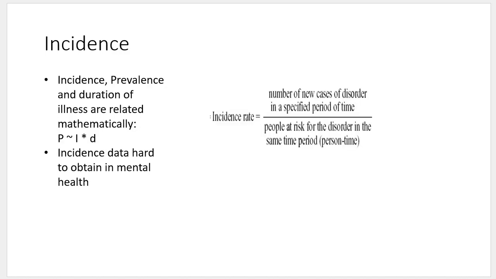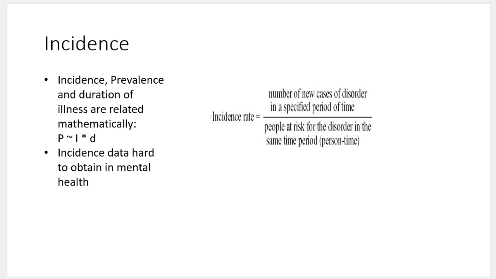Incidence is the number of new cases in a given period of time over the number of people at risk during that time. Incidence and prevalence are related mathematically, as you can see in the formula there, but incidence data is much harder to find in mental health studies.